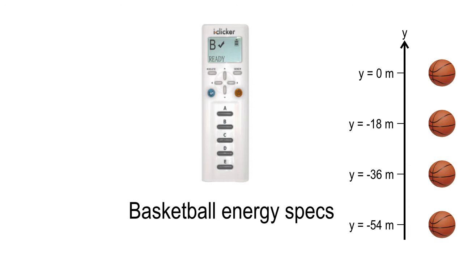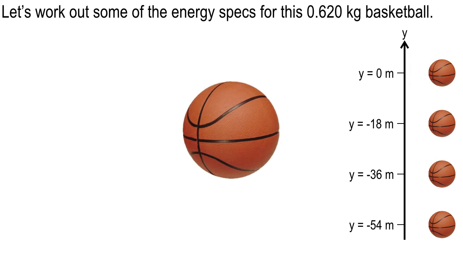And so I see you guys, I can hear you getting your clickers out. And yes, we're going to click here, but let's lay out the strategy. First spec is that we have a 0.620 kilogram basketball. And the first thing we're going to do is figure out a weight force for it. And then we're going to figure out the work through one of the drop segments.